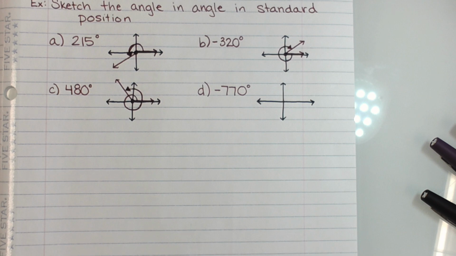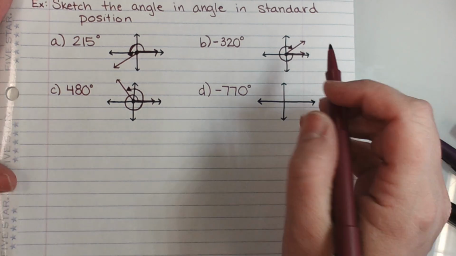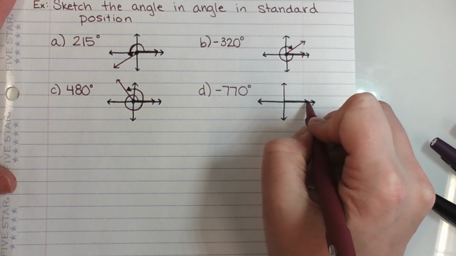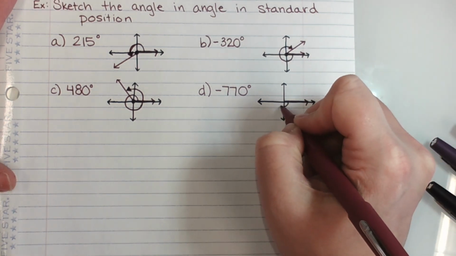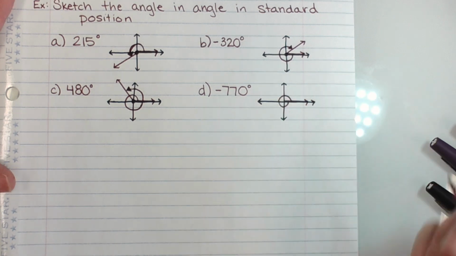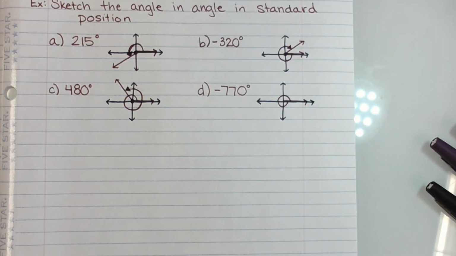Negative 770. What do I know? Clockwise. Compared to a circle? Bigger? Full circle would be 360. If I go 360, how much further do I have left?